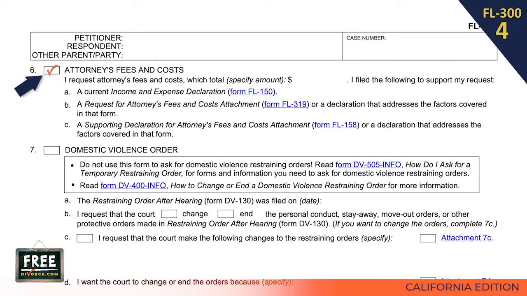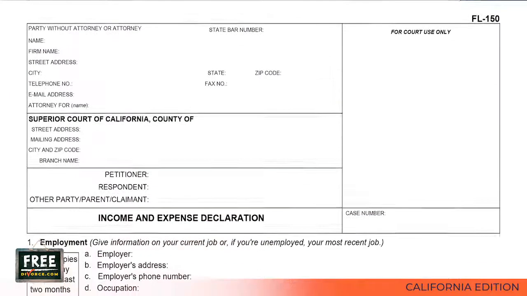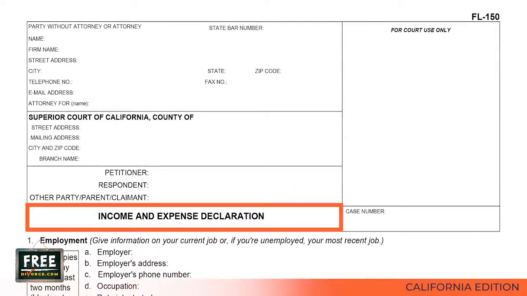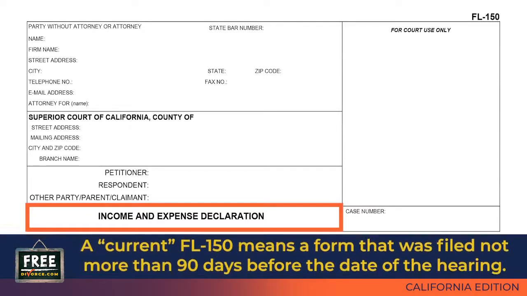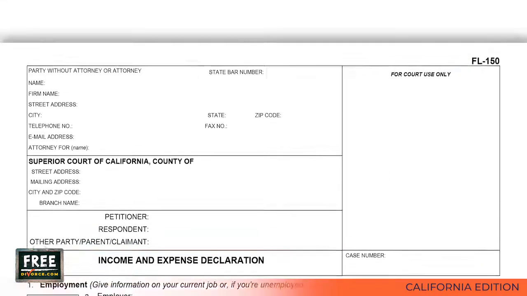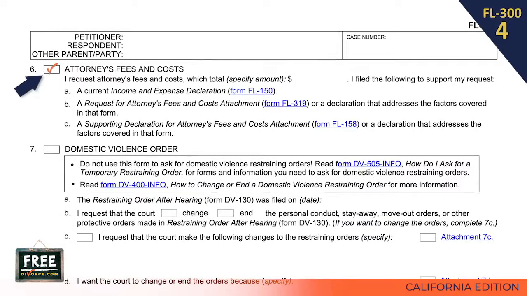Since a request for an award of attorney's fees involves a financial issue, you will need to have a current income and expense declaration to file with the court. As we mentioned earlier, current means your FL-150 is not more than 90 days old as of the day of the hearing. I'm looking at item number 6 on page 4 of the FL-300, and it refers to the FL-150 plus a couple of other court forms. Do I need to fill out those forms as well?